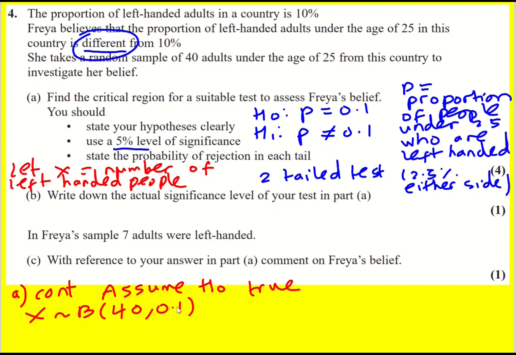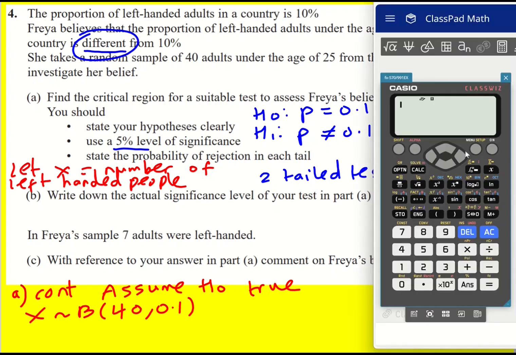The critical region is a little bit harder than if you were just given a value and you just find the probability that X is less than or equal to it or greater or equal to it, depending on where it is. We need to try some different values out. So I'm going to start with the left-hand tail. That's always the simplest one. Distribution, not normal, binomial CD. And I'm looking for the crossover between when it's below 2.5% and when it goes above 2.5%.